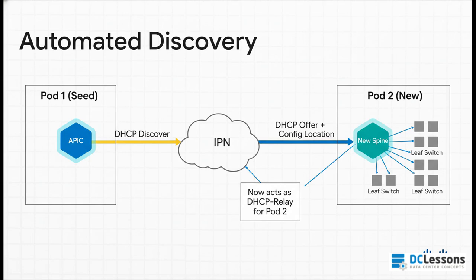A brand new spine in Pod 2 powers up. The first thing it does, it screams out a DHCP discover request. Our handy DHCP relay in the IPN grabs that request and forwards it all the way over to the APIC in Pod 1. The APIC acts like the director, right? It replies with an IP address and says, hey, here's where you get your startup script. The spine downloads its config, gets its routing up and running, and then, this is cool, it becomes the DHCP relay for its own pod. From that point on, all the other leaves and spines in Pod 2 just boot up and get their info from that first spine. It's like a domino effect, a perfectly automated cascade.